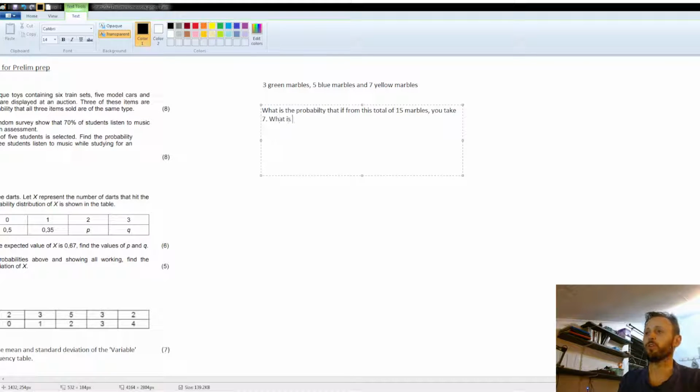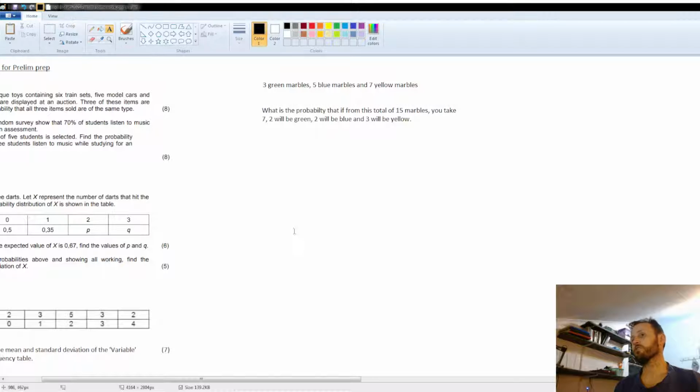So what is the probability that if you take 7, 2 will be green, 2 will be blue, and 3 will be, it has to be 3, right, because you've taken 2 and 2, which is 4, but you're taking 7, so there must be 3 left. 3 will be yellow. Now we have very specific demands, and hopefully you can see there are actually 3 different categories here. This is still very easy using the same formula.